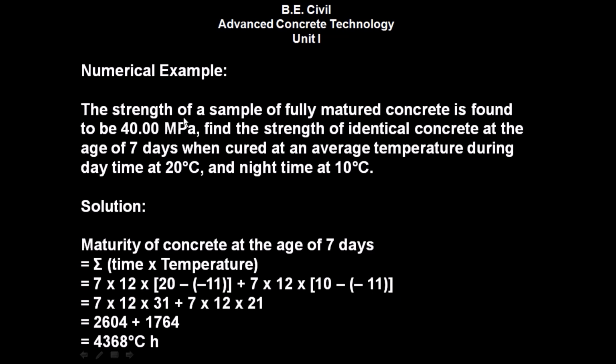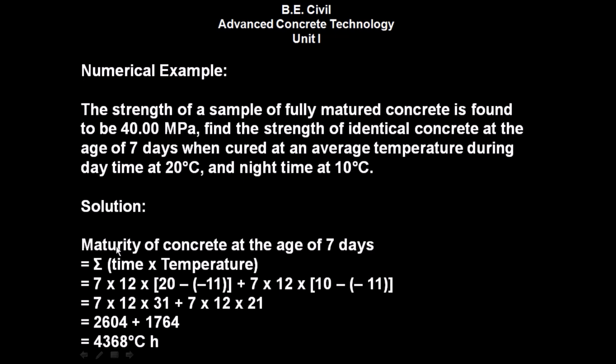The strength of a sample of fully matured concrete is found to be 40 megapascal, that is Newton per mm square. Find the strength of identical concrete at the age of 7 days when cured at an average temperature during the daytime of 20 degrees Celsius and night time of 10 degrees Celsius. So this is the example which is given. Now we have to find the strength at the age of 7 days. So the solution is maturity.